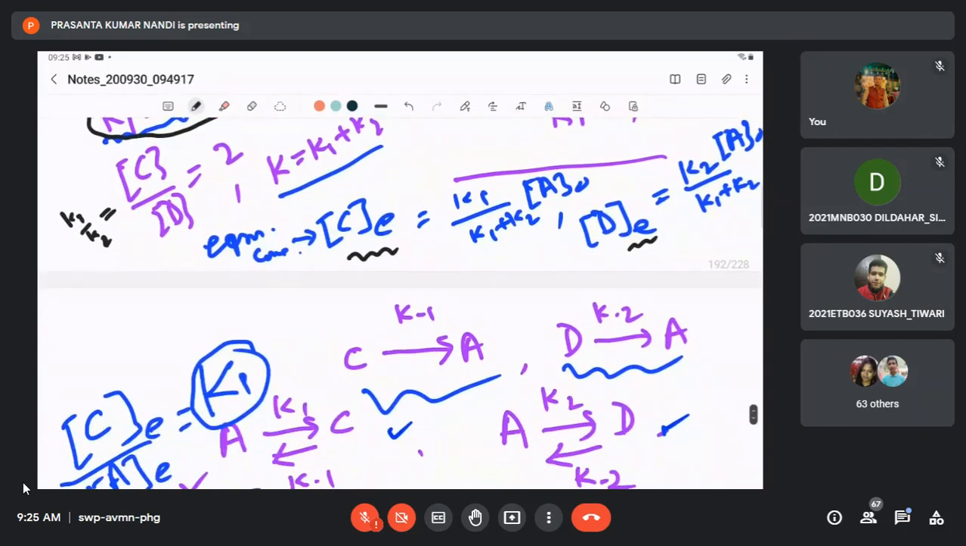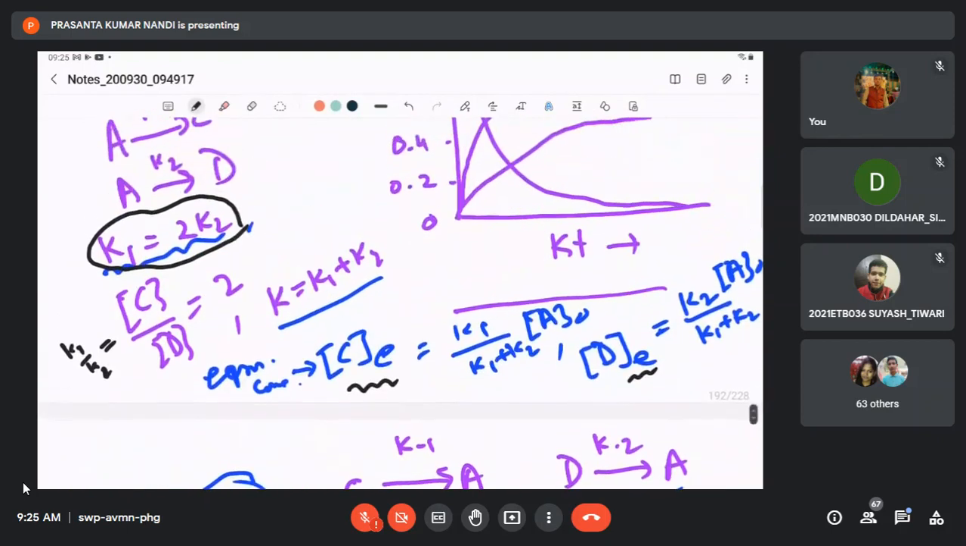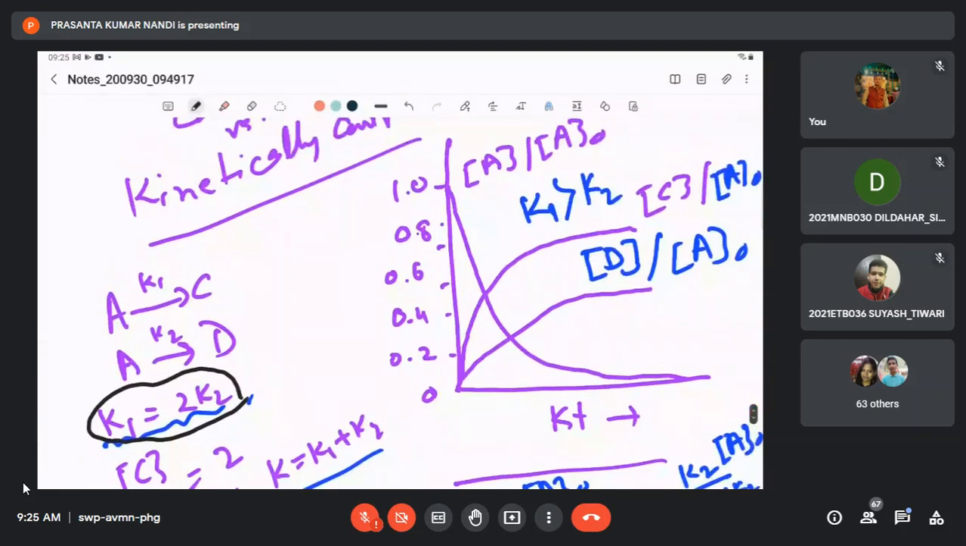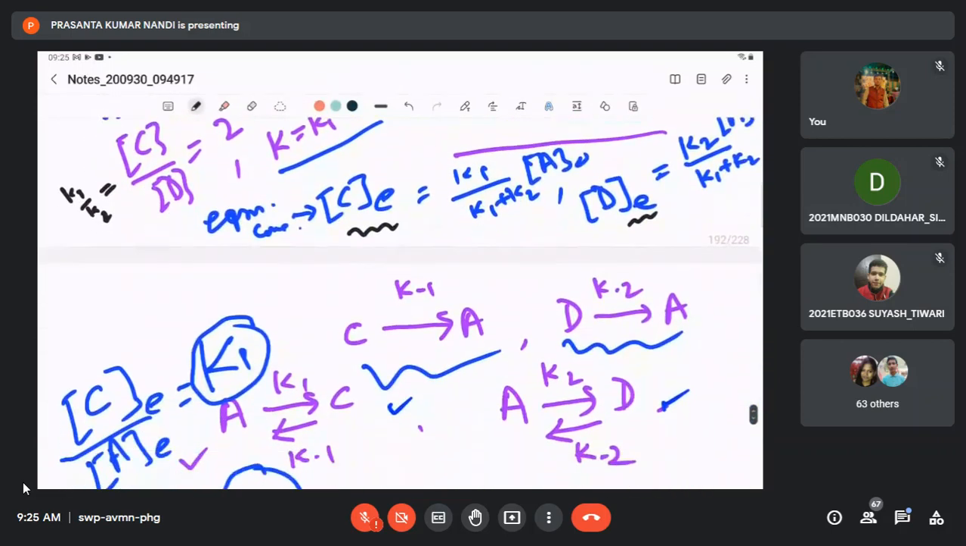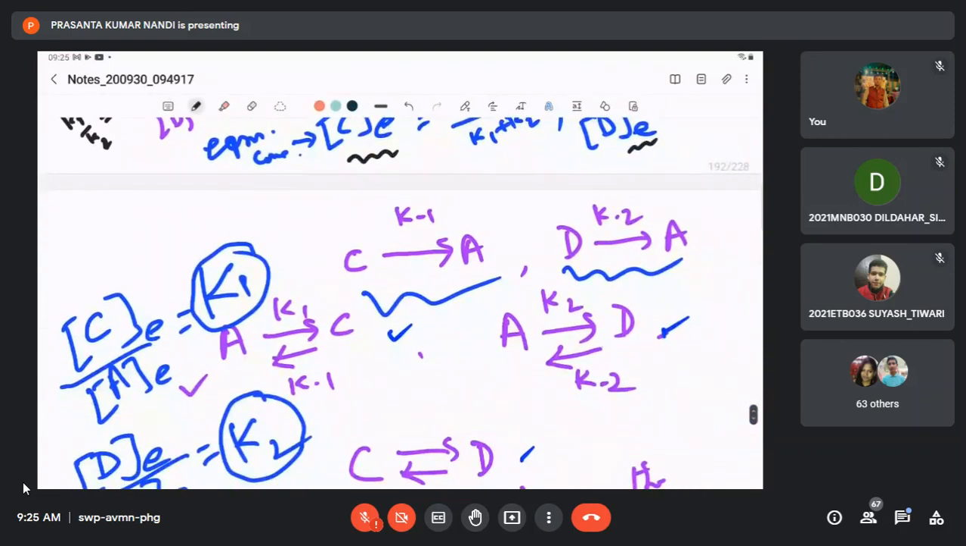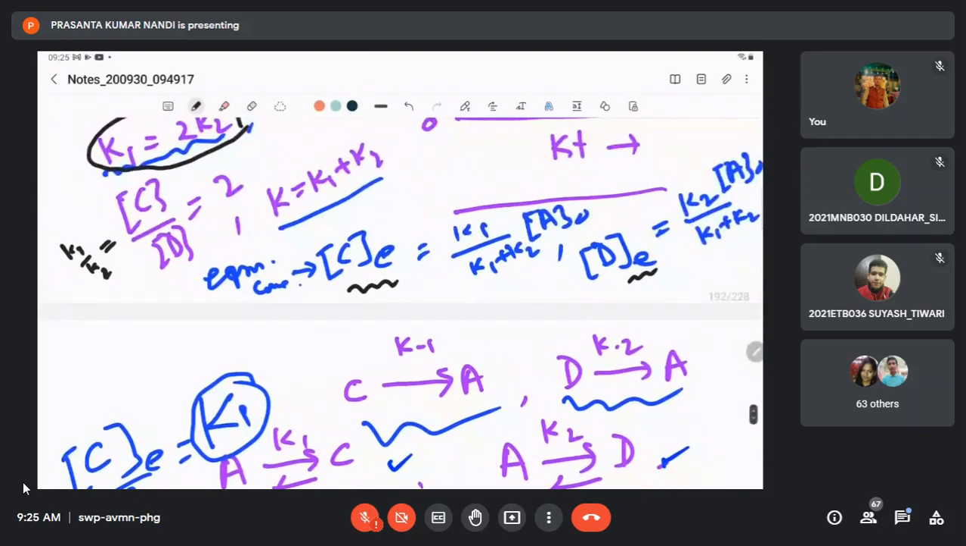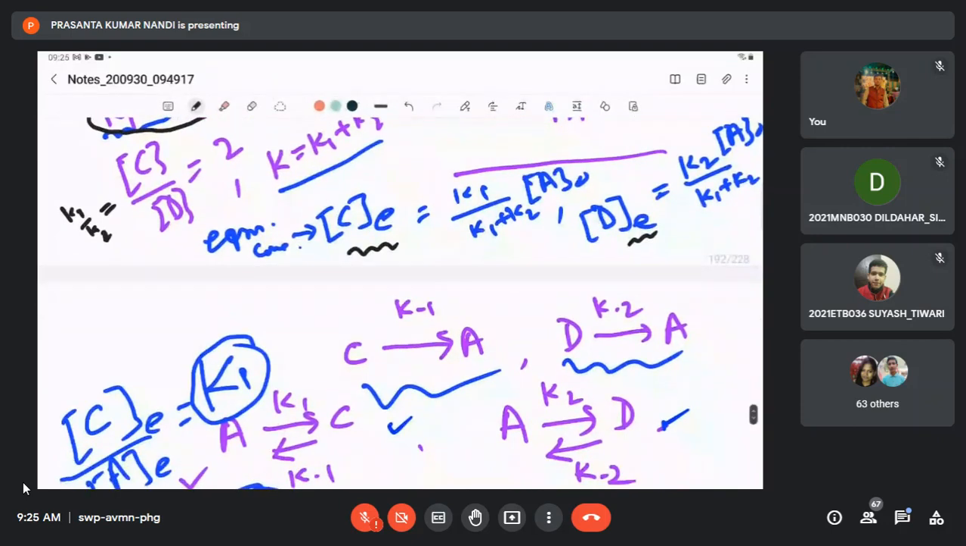Now let us see what the kinetically controlled product and thermodynamically controlled product are. So we can write C equilibrium by concentration of A equilibrium equal to K1. This is explicit from here. That is, C equilibrium by A equilibrium equal to K1. This K1 is the equilibrium constant for these reactions.